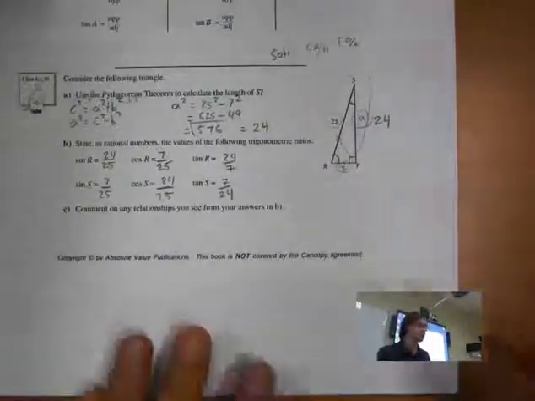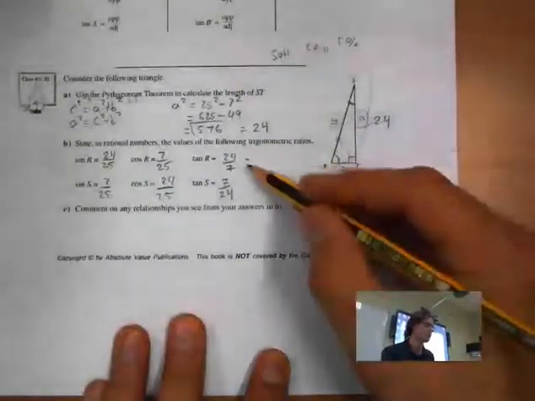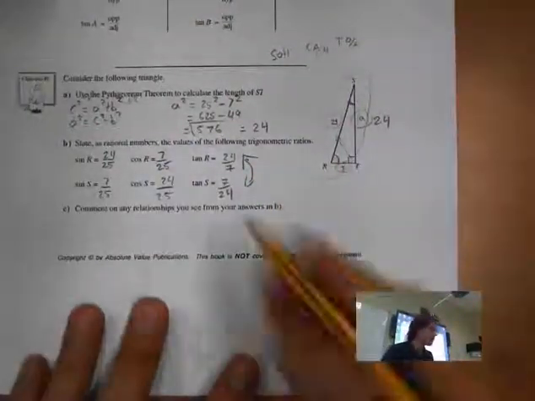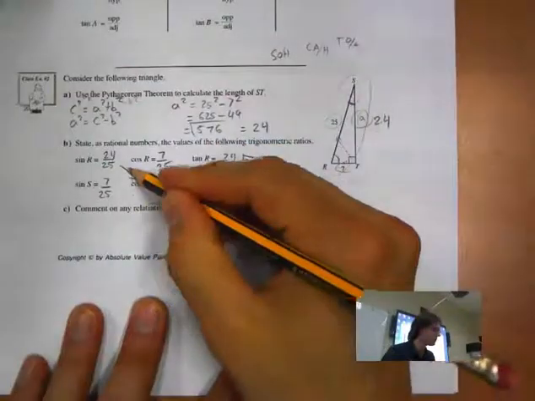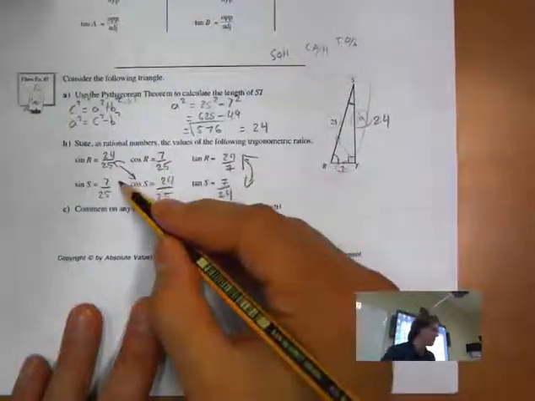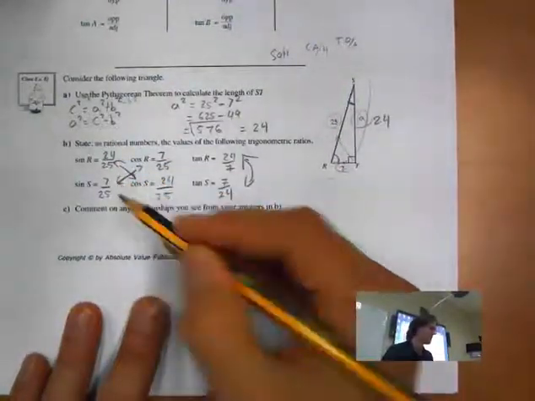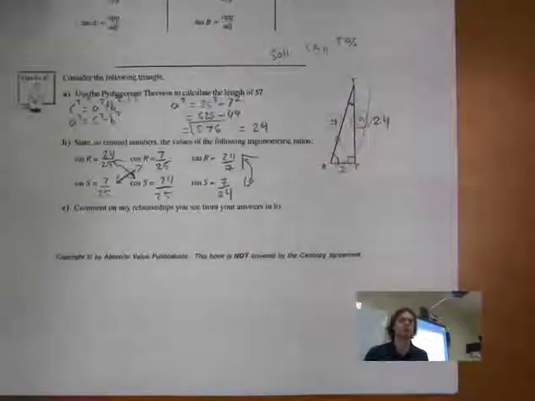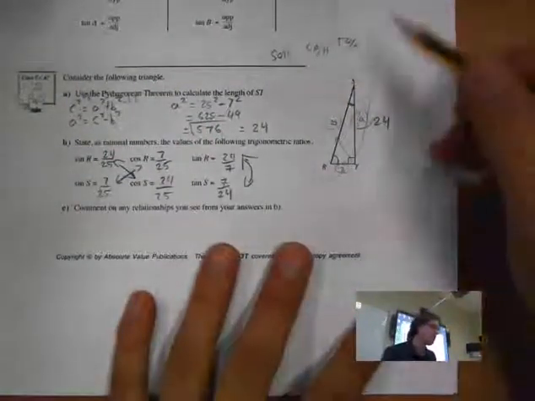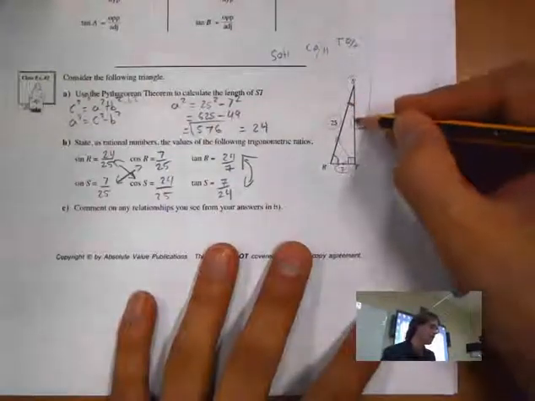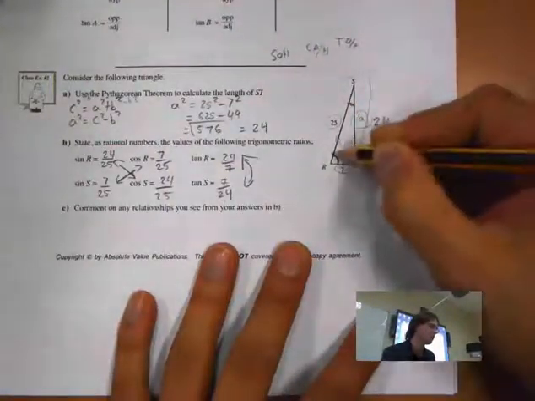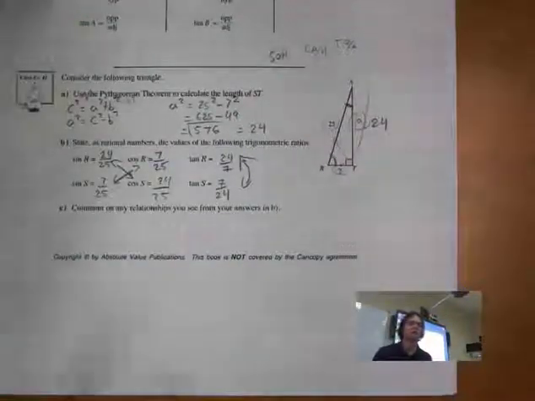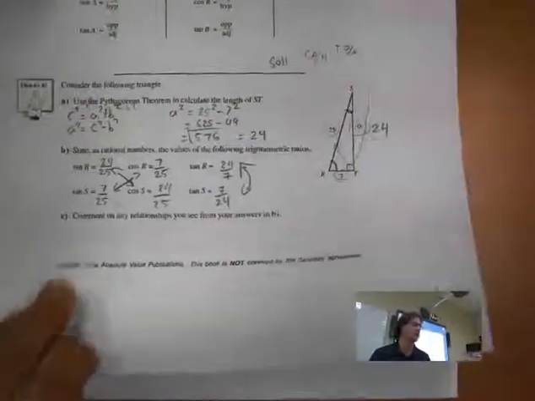There we go. So, comment on any relationships that we see between these. Well, if I look at this, these two are very similar. They are reciprocals of each other. Also, this cosine is the same as this sine, and sine r is the same as cosine s. So basically what's happening here is, if we're looking at this angle, my adjacent and opposite switch compared to r. So they're interchangeable depending on which angle we're looking at and which relationship we're looking for.